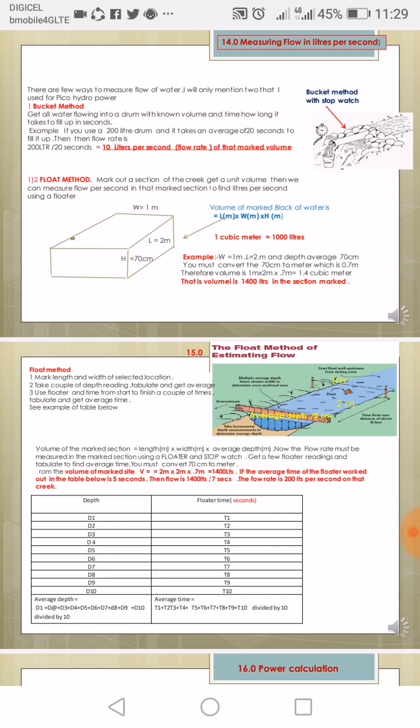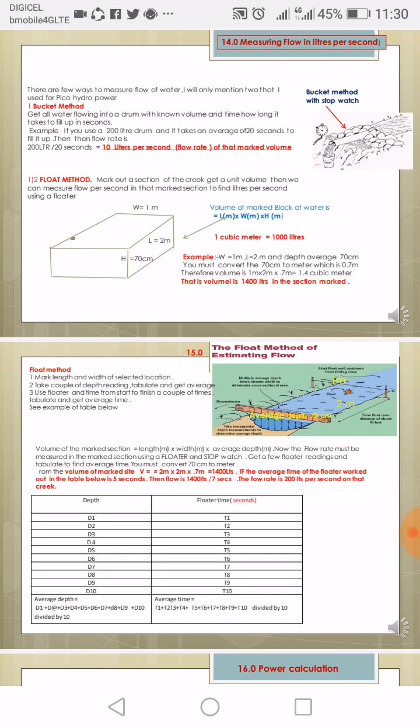Suppose there is a 200 liter drum and it fills up every 20 seconds. Now you divide 200 liters by 20 seconds. You get 10 liters per second. This is the flow rate, the figure we are looking for, liters per second. Put it in the formula.